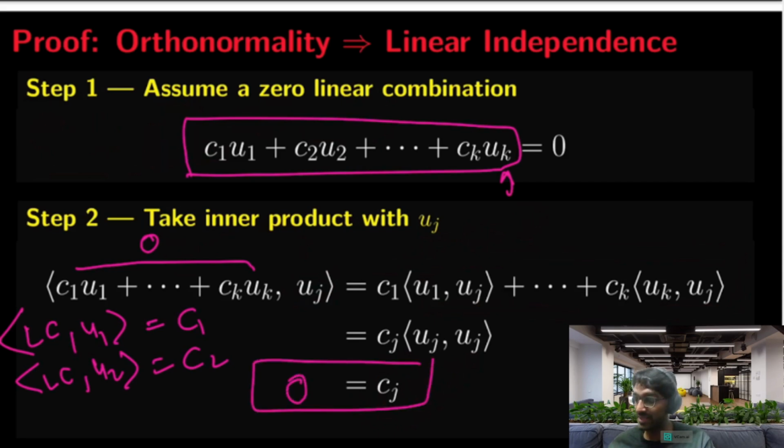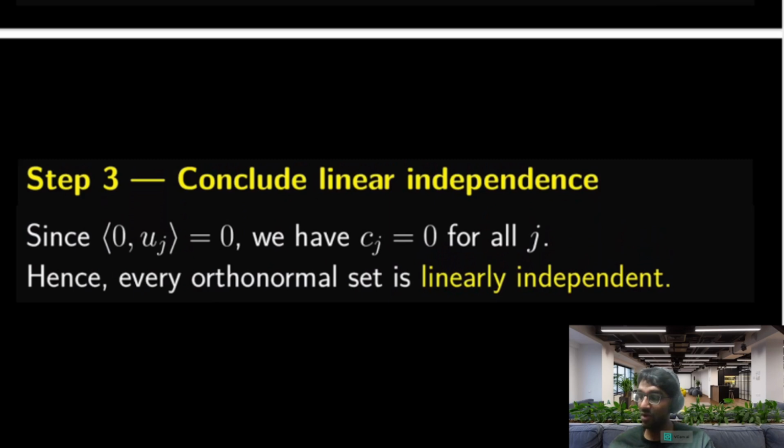Now, when Cj is equal to 0, it implies that C1, C2, C3, C4, dot dot dot Ck are all 0. One by one we can do this when we take the inner product with the corresponding u1, u2, u3, u4 and so on. So it means that whenever orthonormality is there, equating the linear combination with 0 gives all the coefficients as 0, and so the set is also linearly independent. Hence, every orthonormal set is linearly independent.